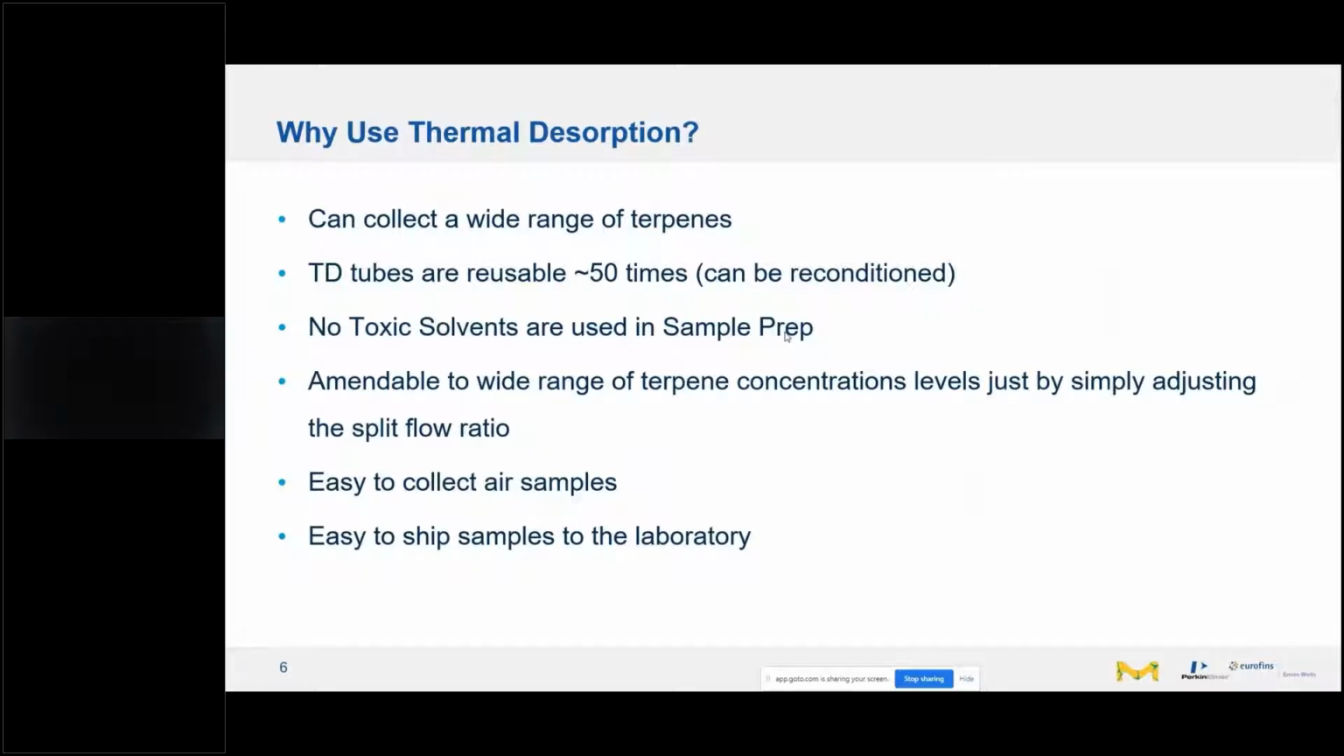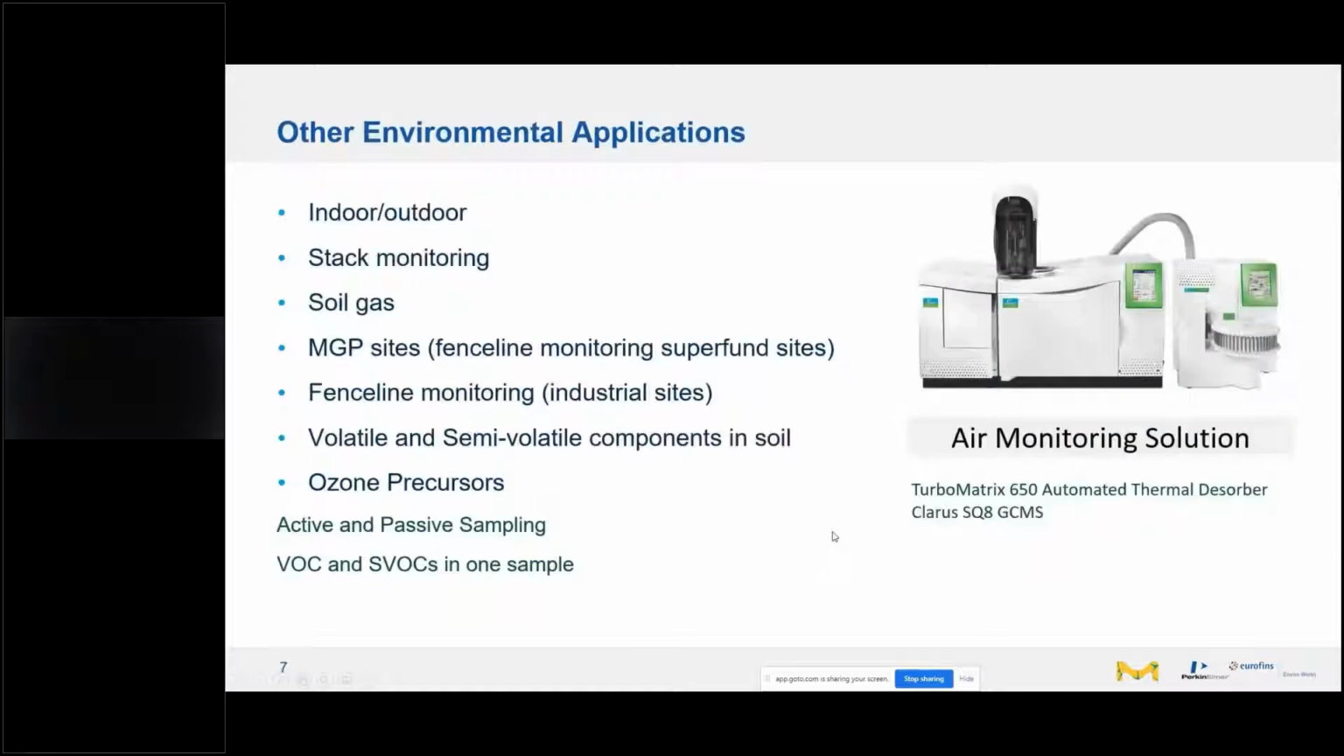Terpene concentration levels vary very much depending on where you're sampling, and thermal desorption and tube sampling really accommodates that type of diversity in concentration range. Samples are easy to collect and very easy to ship to the laboratory. They're small, unlike canisters, and it's not expensive to ship as well.